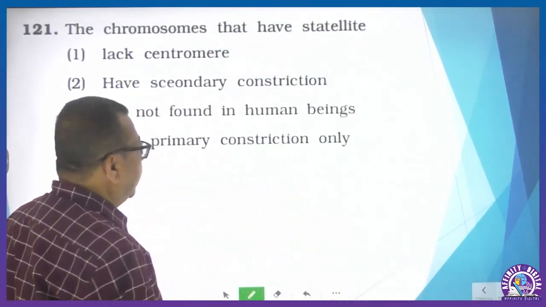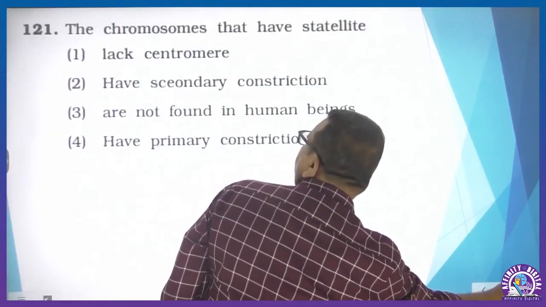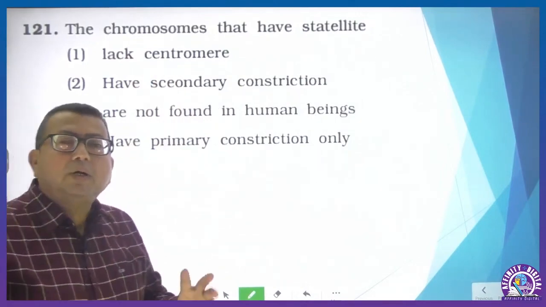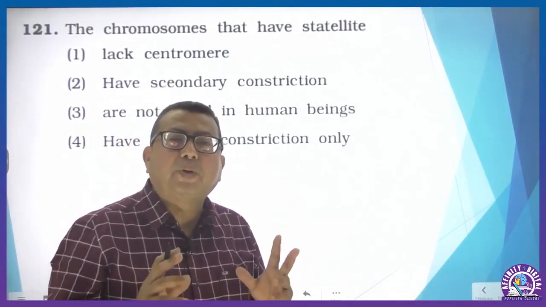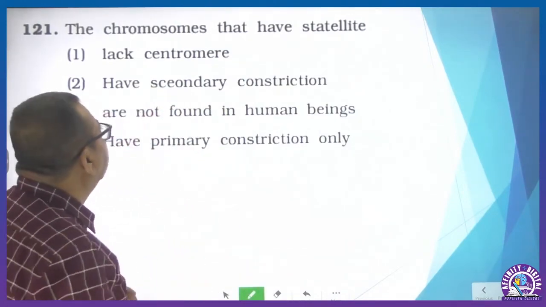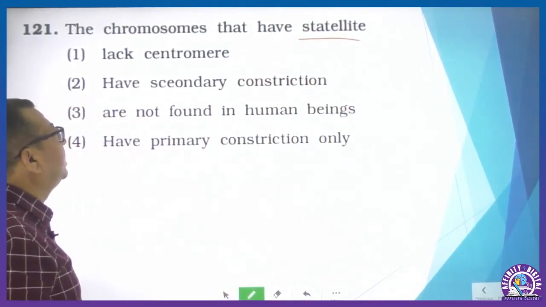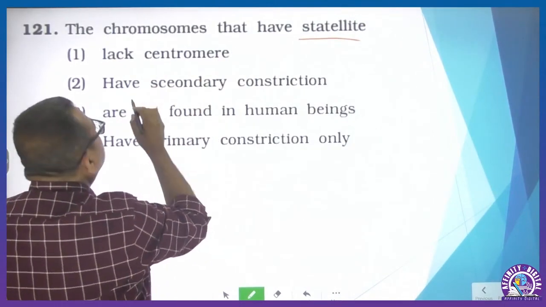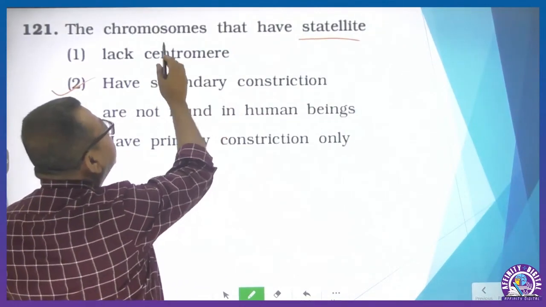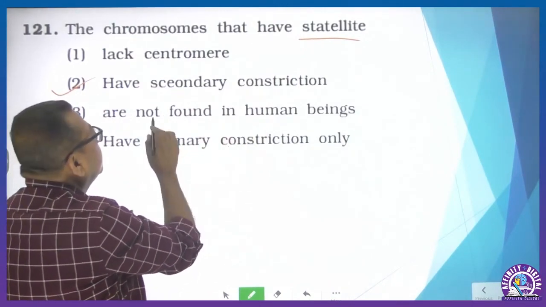Question number 121. The chromosomes that have satellite have what? Secondary constriction. दुनिया का सारा क्रोमोसोम में प्राइमरी कॉन्स्ट्रिक्शन है. प्राइमरी कॉन्स्ट्रिक्शन का दूसरा नाम है सेंट्रोमियर. सब क्रोमोसोम में सेंट्रोमियर होता है, मतलब प्राइमरी कॉन्स्ट्रिक्शन होता है. लेकिन जो क्रोमोसोम में सैटेलाइट होता है वहां पे एक एडिशनल कॉन्स्ट्रिक्शन होता है जिसका नाम है सेकेंडरी कॉन्स्ट्रिक्शन. Lack centromere? No. So have secondary constriction will be the answer. That means the chromosomes that have satellite are called satellite chromosomes. Are found in, are not found in, they are found.